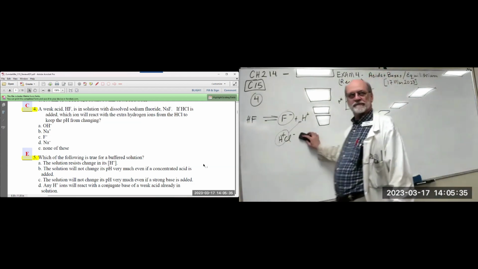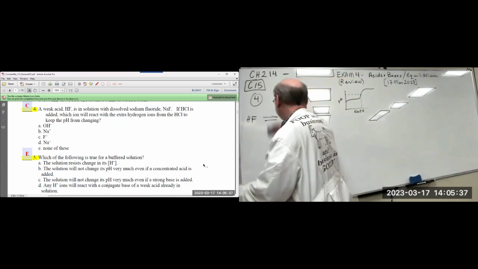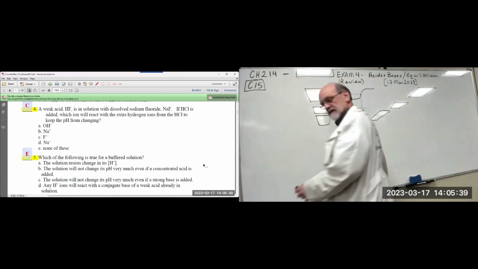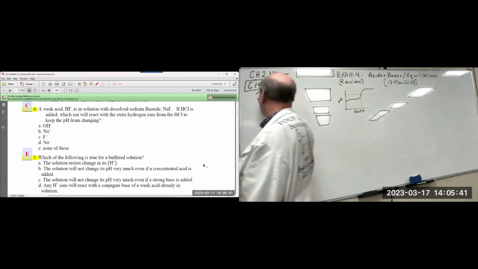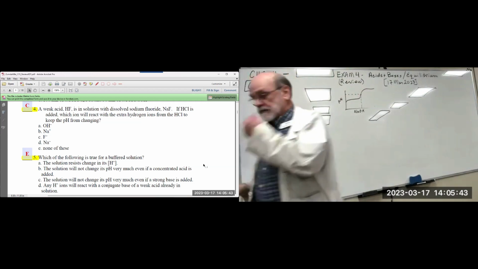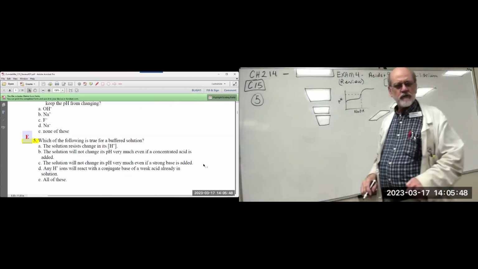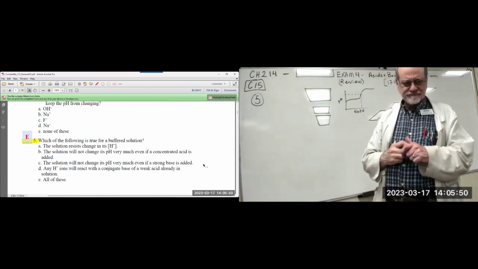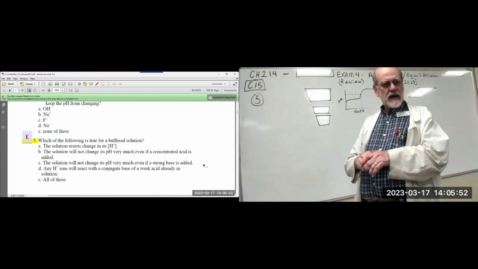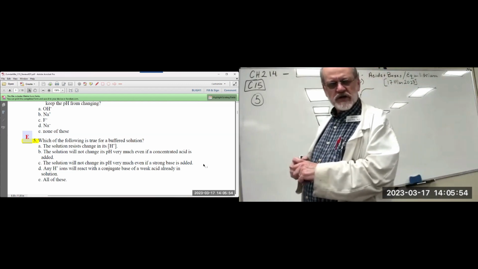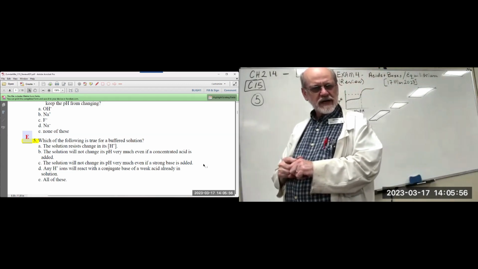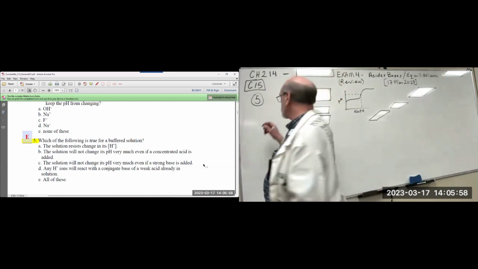We'll start off simple. And number 5. Which of the following is true for a buffered solution? All right. A, the solution resists change in its hydrogen ion concentration. Is that true?